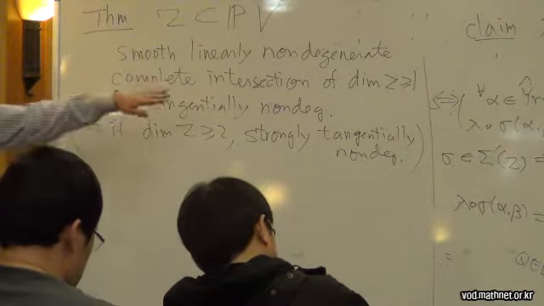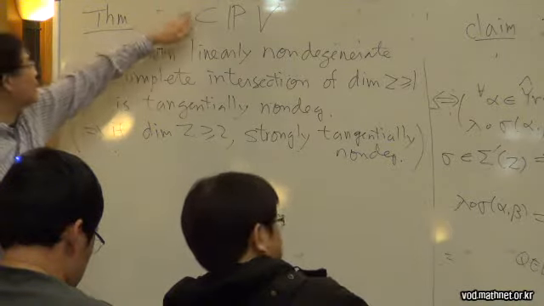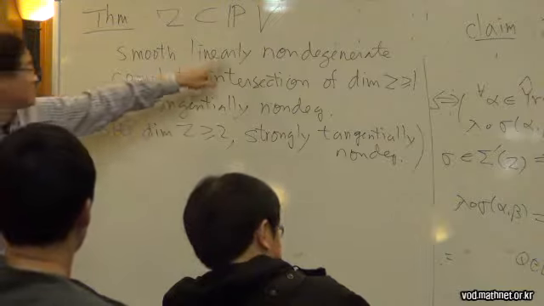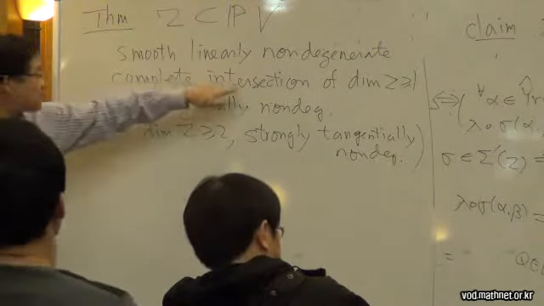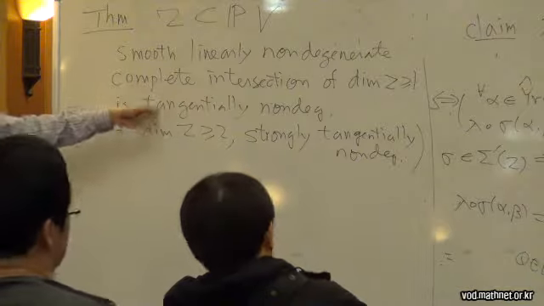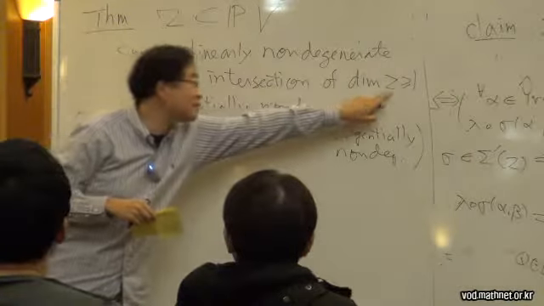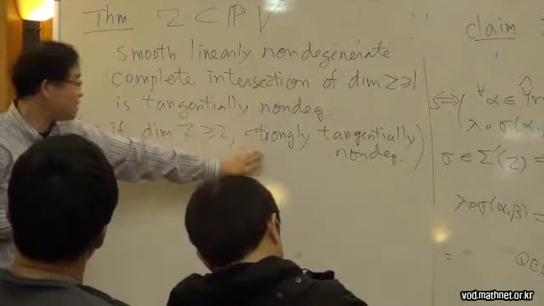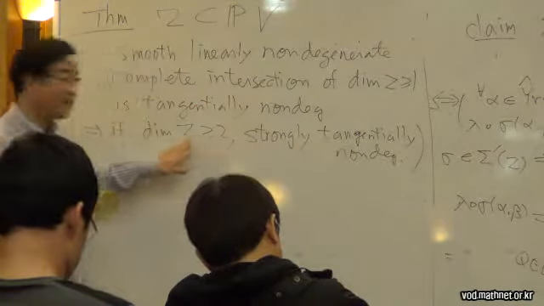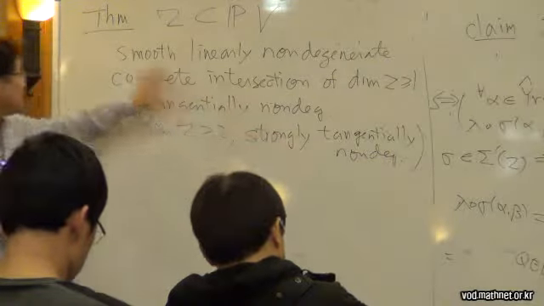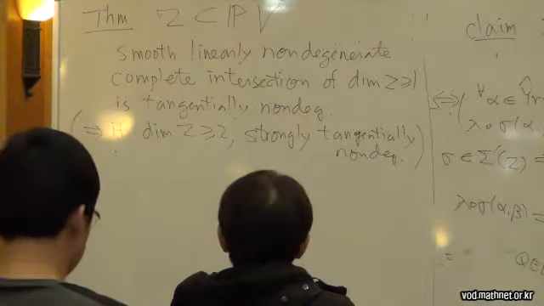By our proposition, because if you take a hyperplane section of a smooth complete intersection, then the hyperplane section itself is a smooth complete intersection. So as long as it has dimension at least 1, it is tangentially non-degenerate. So if it has dimension at least 2, then it's strongly tangentially non-degenerate. So that's the theorem.